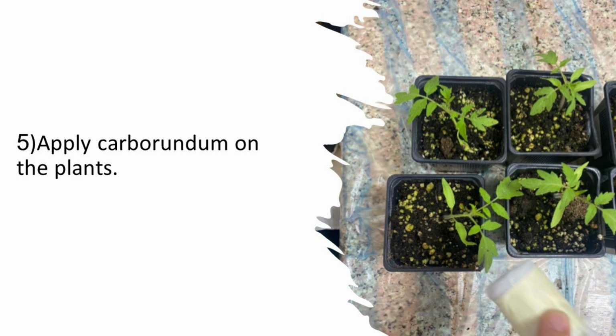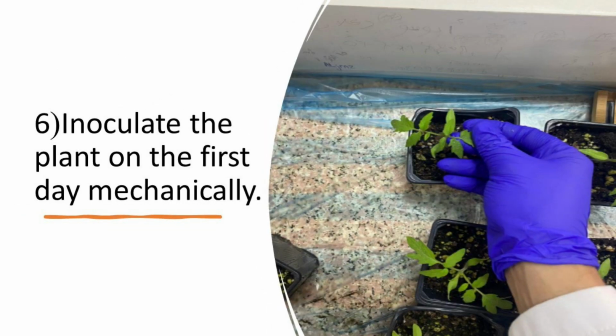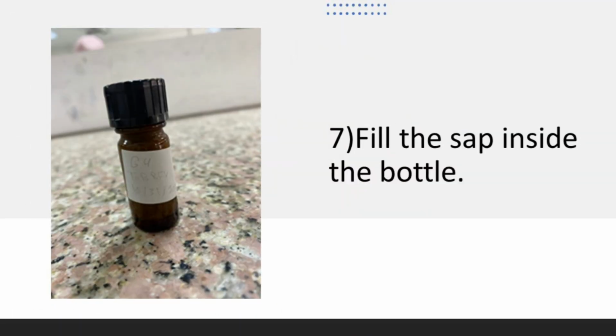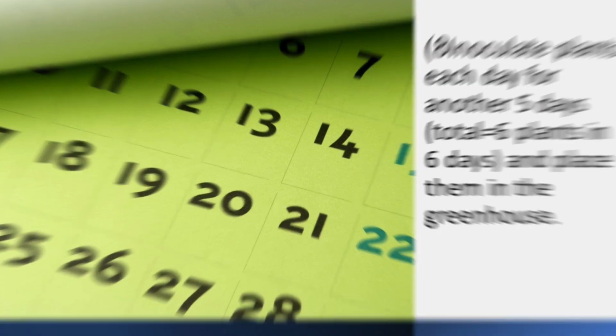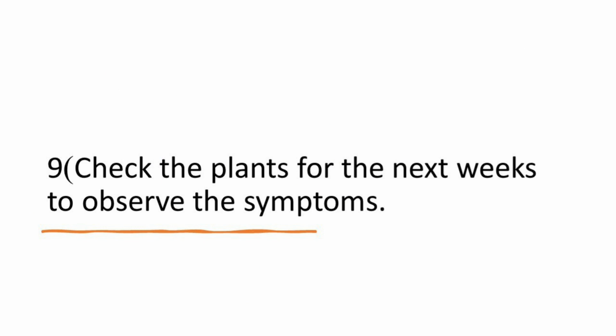5. Apply carborundum on the plants. 6. Inoculate the plant on the first day mechanically. 7. Fill the sap inside the bottle. 8. Inoculate plants each day for another 5 days, total equals 6 plants in 6 days, and place them in the greenhouse. 9. Check the plants for the next weeks to observe the symptoms.